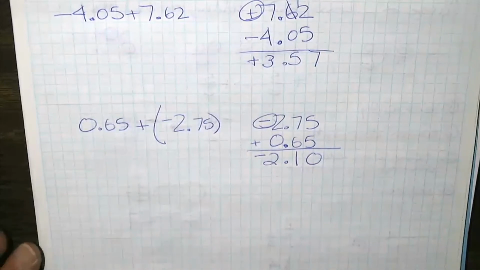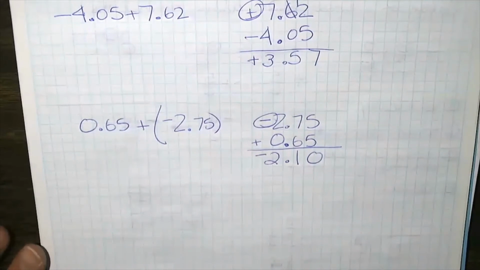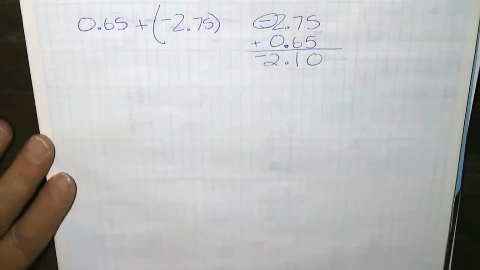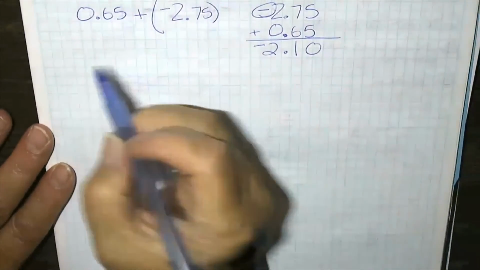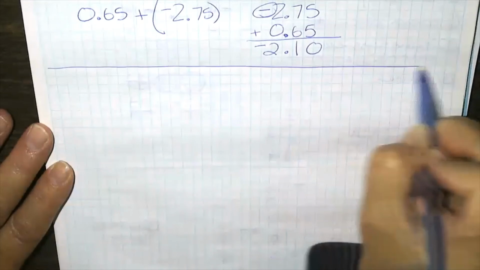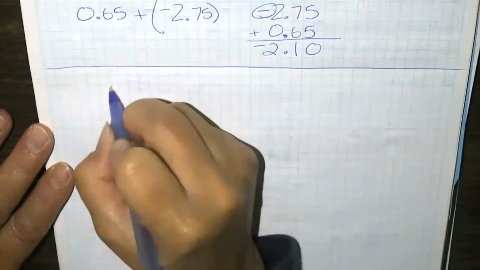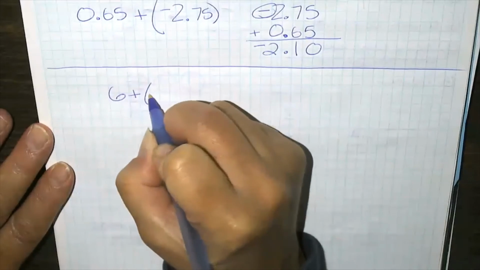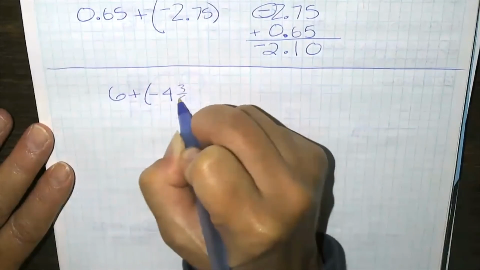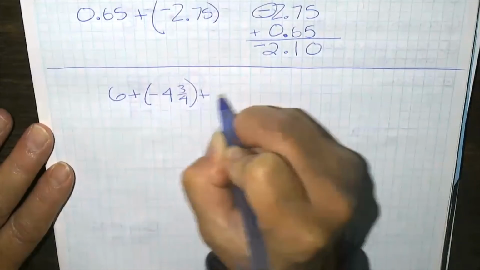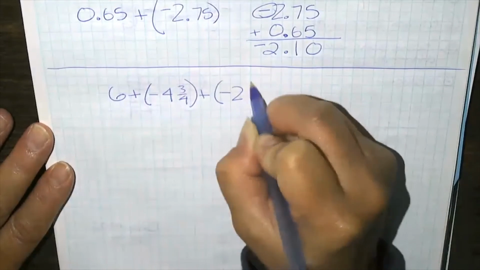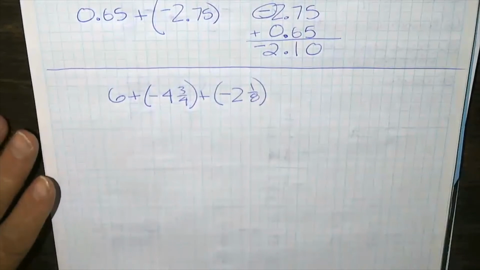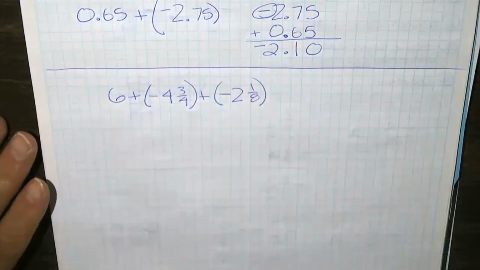And then I want to give you one more problem that you're going to see for the homework. One more that you're going to see for the assignment. We have 6 plus -4 3/4 plus -2 1/8. You are going to see this problem on your assignments.